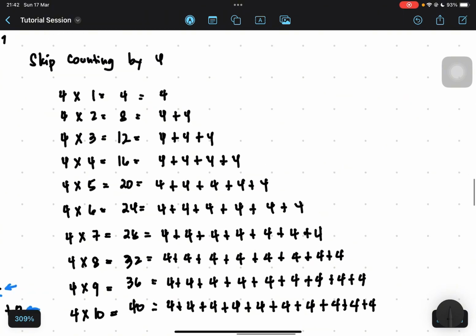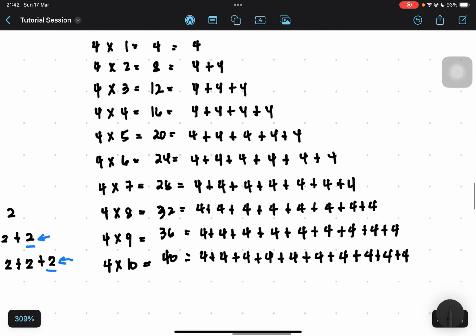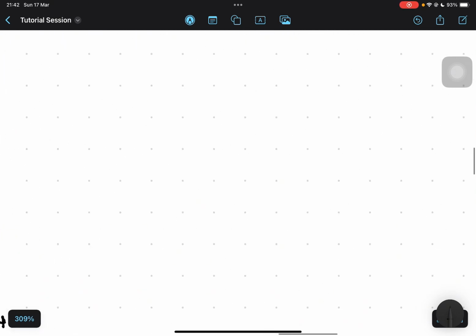Okay, let's try another one. Let's try skip counting by 5. For skip counting by 5, it is also the same as the previous numbers. Let's discuss the addition method first, then how it comes up, then what is the interpretation and the multiplication method.